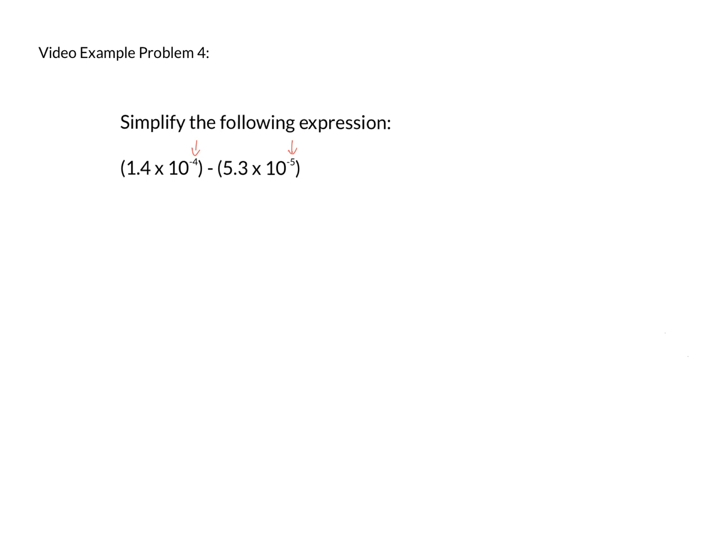So again, we are going to be reducing the value, which means a rightward movement of our decimal point by a value of 1. So we're going to move it over 1. So this time we're going to have 14 times 10 to the -5 minus 5.3 times 10 to the -5.